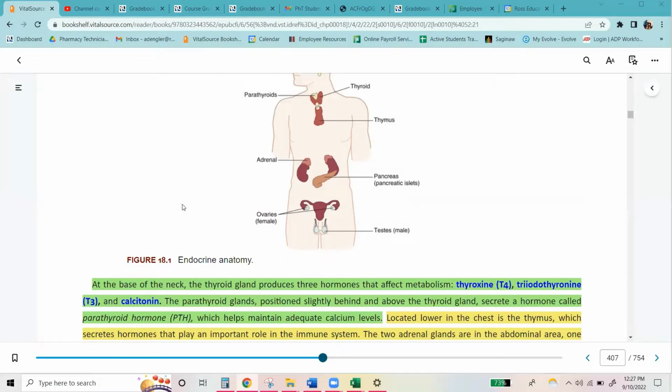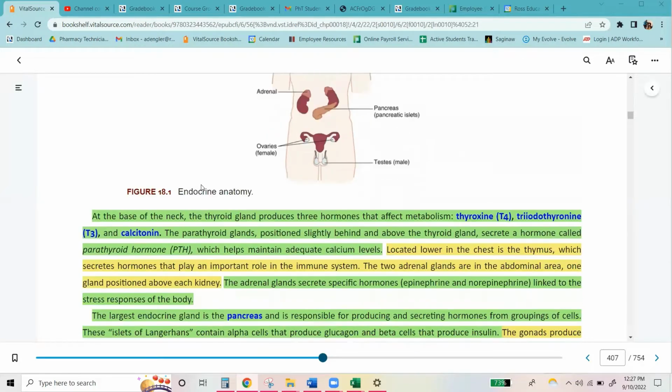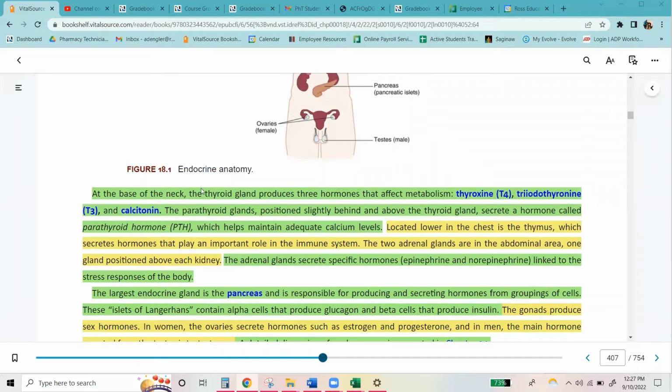At the base of the neck, the thyroid gland produces 3 hormones that affect metabolism: thyroxine, T4, triiodothyronine, T3, and calcitonin. The parathyroid glands, positioned slightly behind and above the thyroid gland, secrete a hormone called parathyroid hormone, PTH, which helps maintain adequate calcium levels. Located lower in the chest is the thymus, which secretes hormones that play an important role in the immune system.